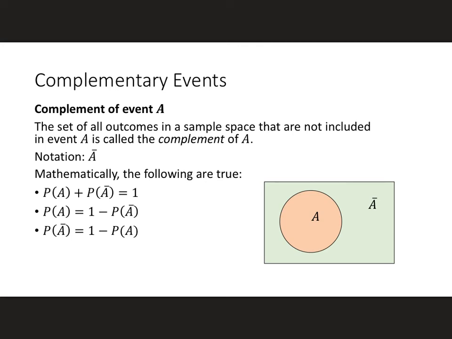So if you want the probability of A, you could say 1 minus the probability of the complement of A. Or if you need the probability of the complement of A, you could say 1 minus the probability of A. And the picture here gives a good representation of what you're looking at. The whole rectangle there, everything inside of it, would be equal to 1. And to find those pieces, you should be able to say 1 minus whatever piece you're looking for.